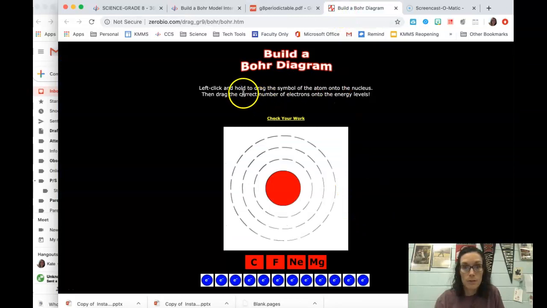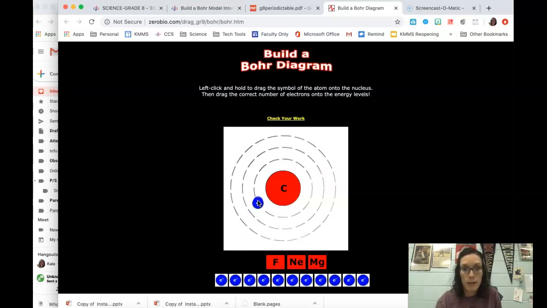Let me bounce back over here to my carbon. It tells me to drag the symbol into the nucleus. So I am going to do carbon. Remember, protons and neutrons are in the nucleus. And then they've got the electrons here at the bottom for me to drag up. Again, the atomic number for carbon was 6, so I know I need to use 6 total electrons.